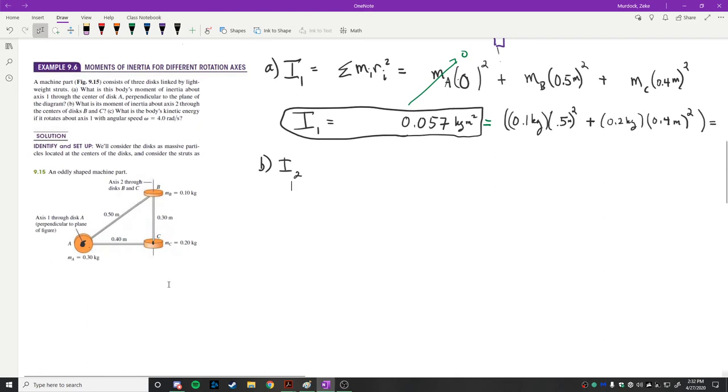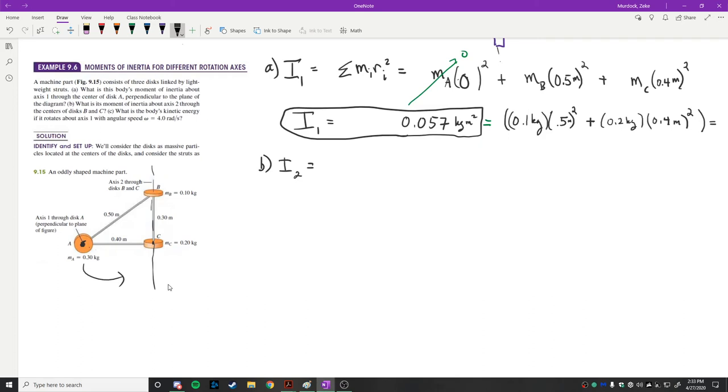Part two says we need to find the moment of inertia about this axis here. So now it's rotating in a circle, but rotating like that, kind of out towards you. Yeah, the half was for rotational kinetic energy. That's correct, Via. I don't know why I threw it in there. It's my bad.